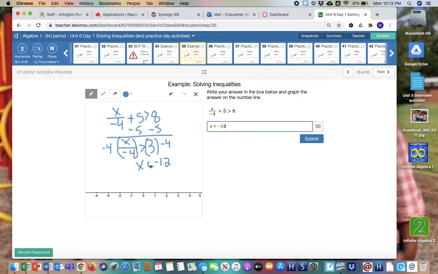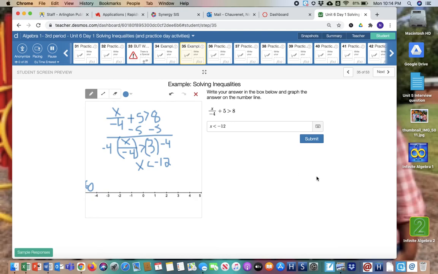So we need to go to negative 12 on the number line, which we can't really see here. So I'm just going to kind of put it over here, and then x is less than, and we're going to take that arrow to the left, okay? All right, so again, that's kind of what we see there.